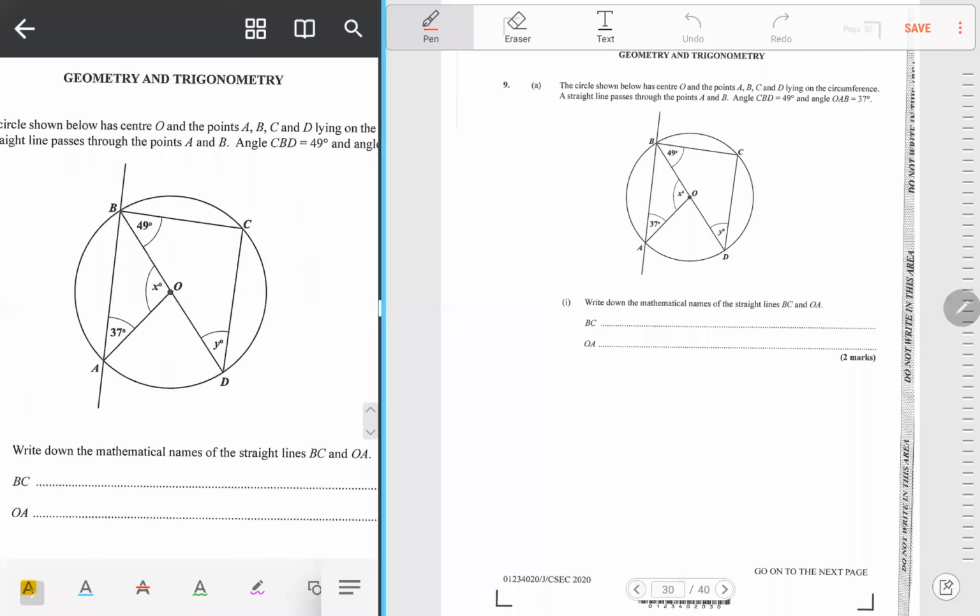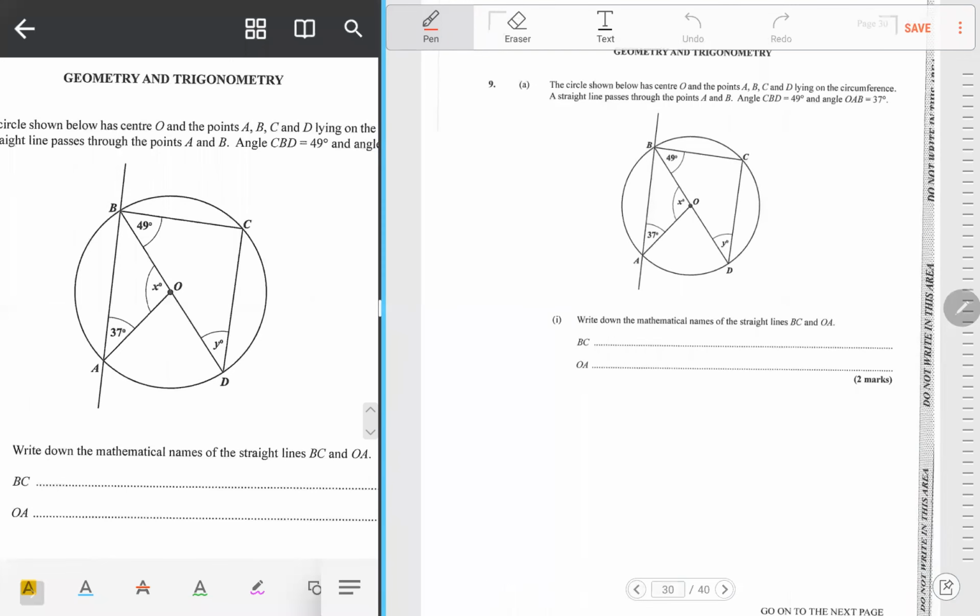So this question gives us this circle. The circle shown below has a center O and the points A, B, C, and D lie on the circumference. The straight line passes through the points A and B. All that is on the diagram. And the angle CDB is 49 degrees. That is on the diagram. And the angle OAB is 37 degrees. So everything that they have said is on the diagram.